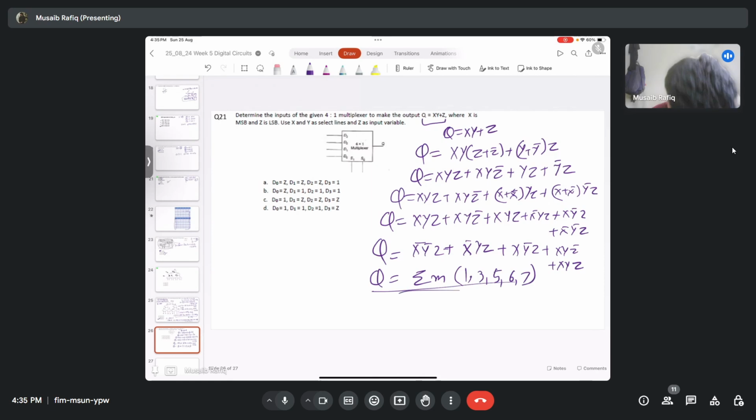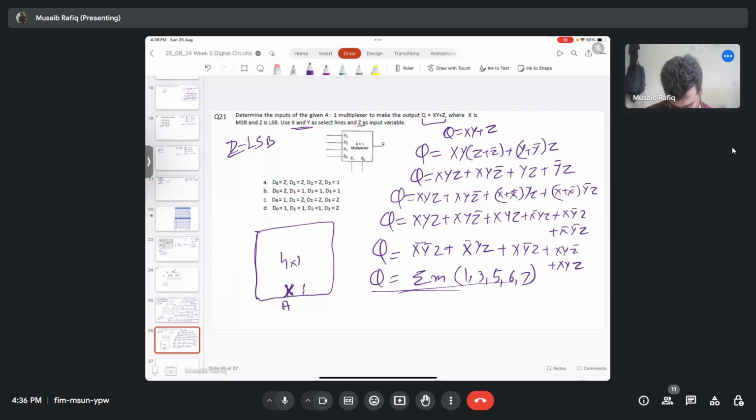And now I have to implement this using a 4 is to 1 mux, where x and y are my select lines, z is my input variable, and z is my LSB. So I have here a 4 is to 1 mux. Here I have, so it is x y z. So I should write here x and here.